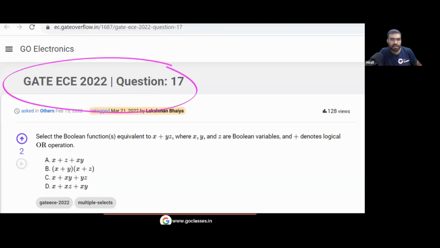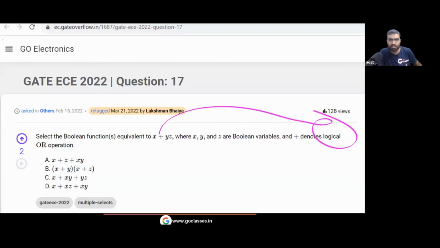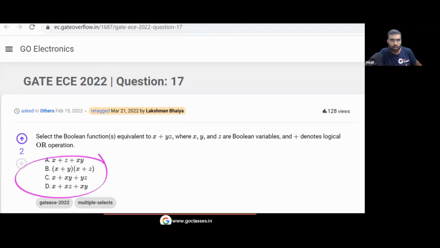So let's see this GATE EC 2022 question. The question is asking, select the Boolean functions equivalent to x + yz, where x, y, z are Boolean variables. This plus is the logical OR, and some options are given to you. This is an MSQ question, meaning multiple options can be correct. So let's solve this question.